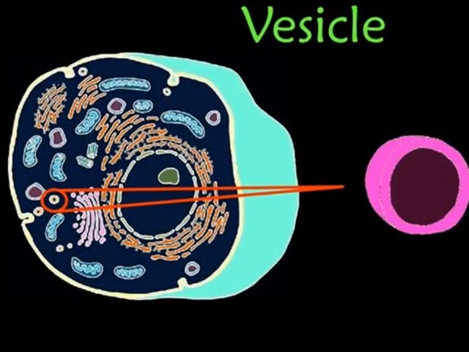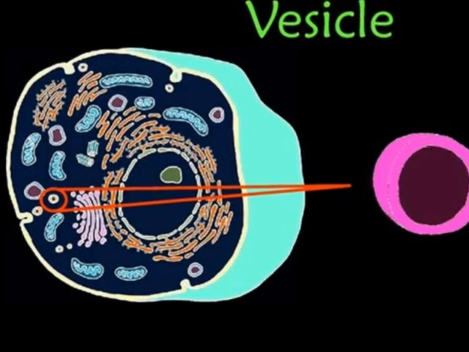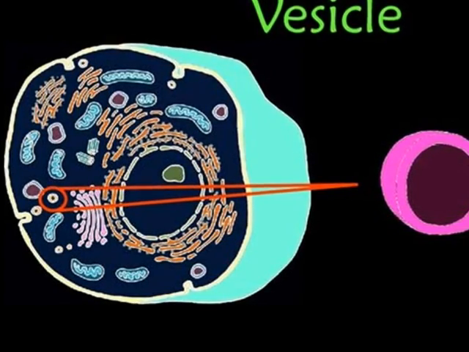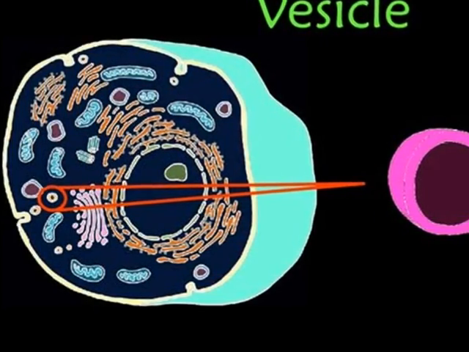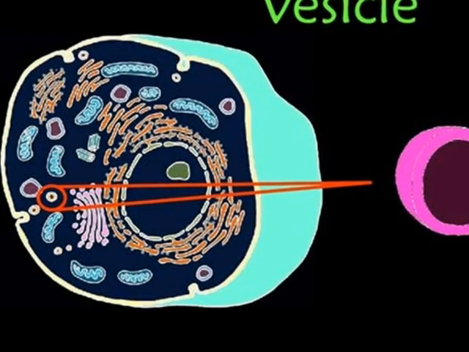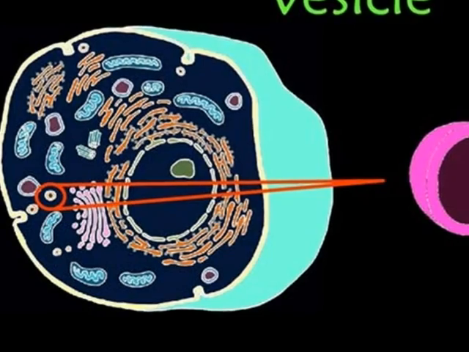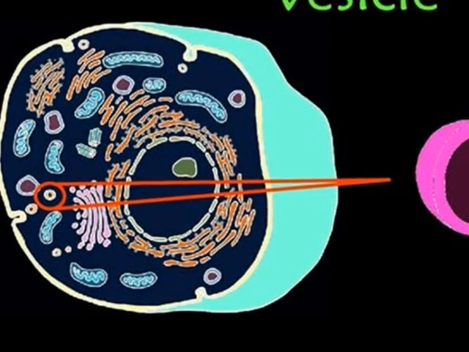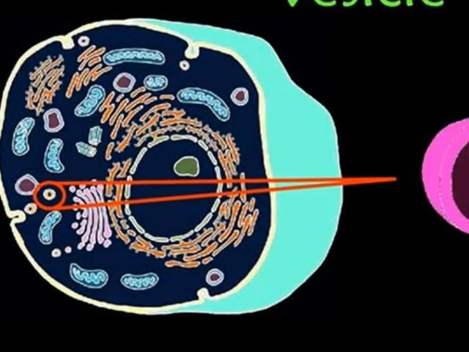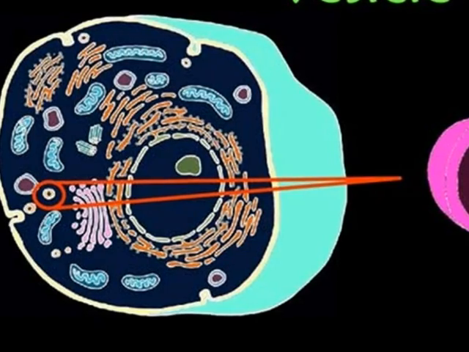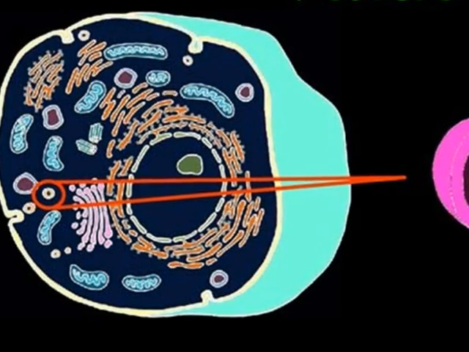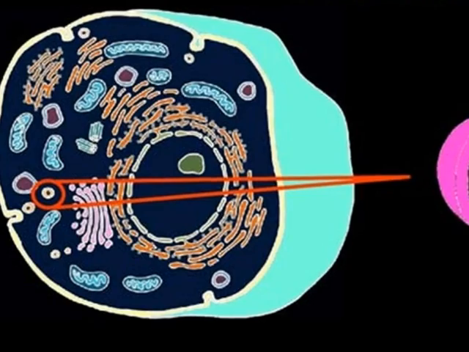Smaller vacuoles, especially those involved in transporting substances within the cell, are often called vesicles. There are two types of vesicles, secretory and transport. Secretory vesicles carry Golgi-modified products to the cell membrane and fuse with the cell membrane, releasing the contents into the outside wall. Transport vesicles carry the ER products to the Golgi.